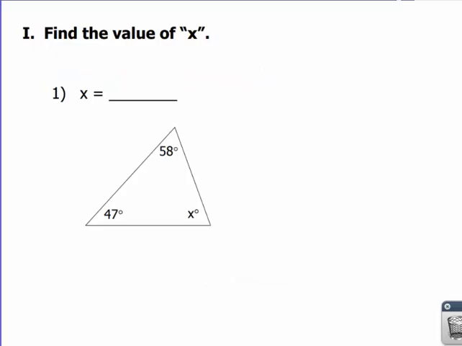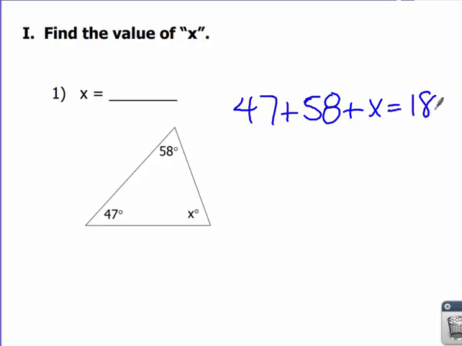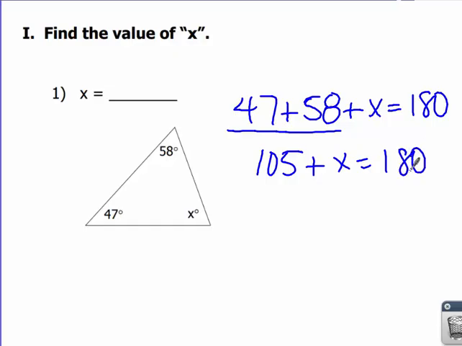So to solve for x, I'm going to take 47, add 58 to it, add x to it, and I'm going to get 180 degrees out of it. Now if we think back to our algebra, one of the things that I've taught you to do is that if there's anything on one side that I can put together, put it together. So we're going to take 47 and 58 and add that together. And if we do, we end up with 105 plus x is equal to 180. And now we need to solve for x.